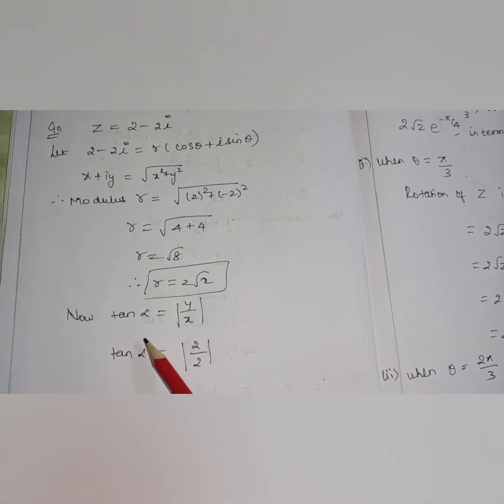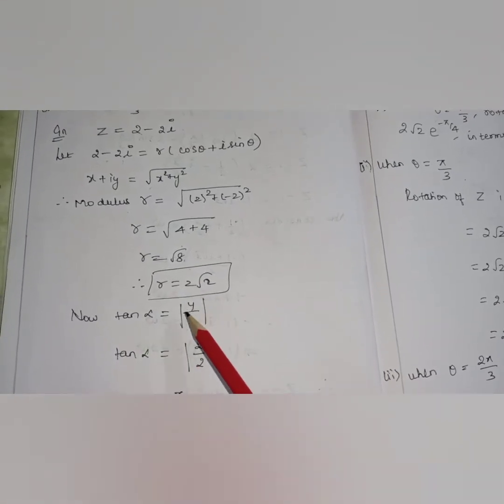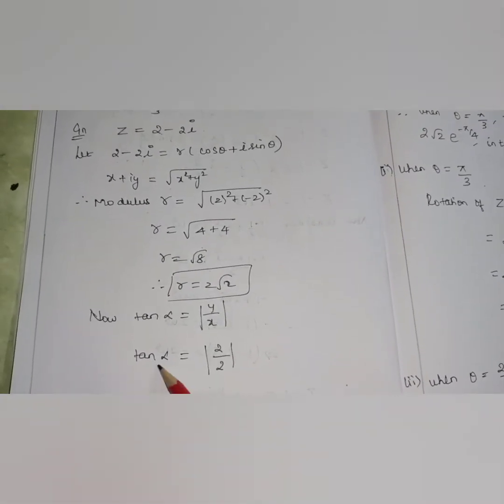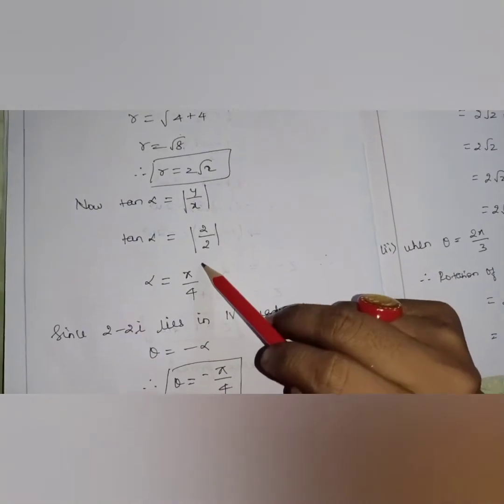Now let us go to the argument. Tan alpha is equal to y by x, that is minus 2 by 2. Since it is inside the modulus, you will get it to be plus 1. So if tan alpha is equal to 1, what is alpha, children? It is pi by 4.